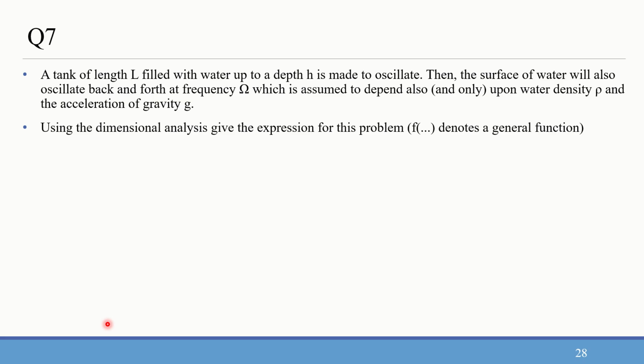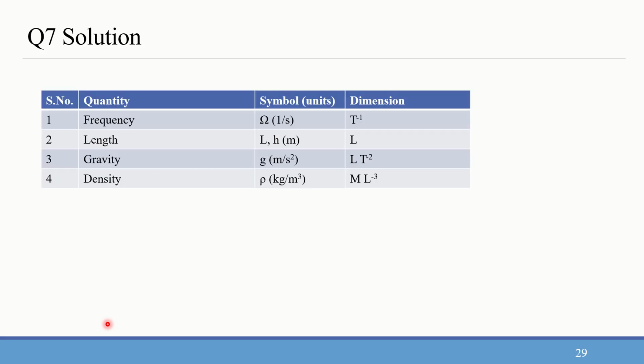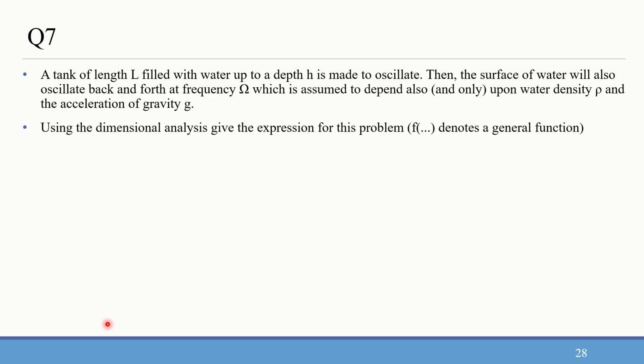So again, this is similar to the last question. We need to identify the groups. So first, what is given? We'll write all quantities. We are given tank length, tank depth, and the surface will oscillate back and forth at a frequency sigma, which is assumed to depend upon water density and acceleration due to gravity. So we have gravity, sigma, water density, and one characteristic length. So 4 quantities we have.